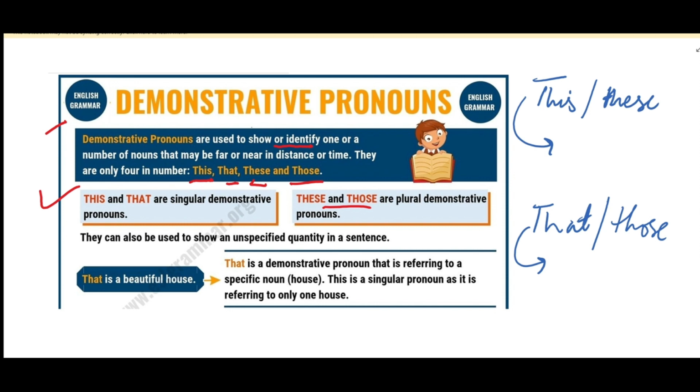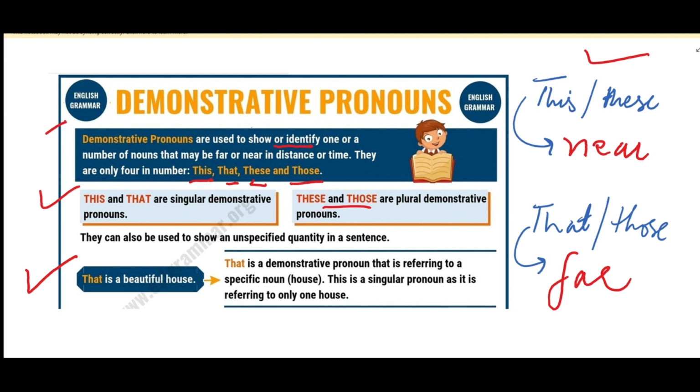They can also be used to show an unspecified quantity in a sentence. So look here, this and these are used for those things which are near, and that and those are used for those things which are far from us. Okay, but the difference is of just that singular and plural. Look at the example here. That is a beautiful house.